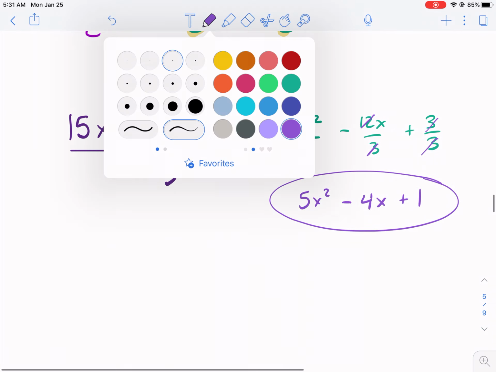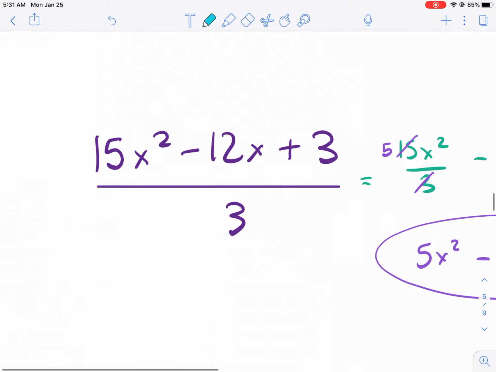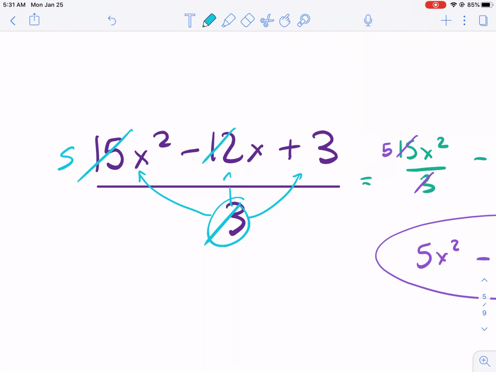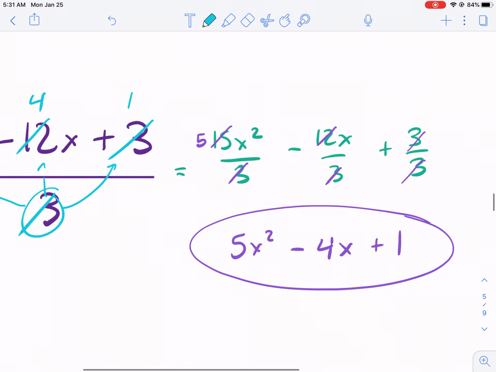A simpler way to do this, and this is the way I prefer, is to simply look up here and realize that this 3 can be divided into each one of these terms in the top separated by addition and subtraction. So I can do 15 divided by 3 here, cancel with that 3, 12 divided by 3, cancel with that one, and then this 3 cancels to give me 1. So I get 5x squared minus 4x plus 1, and that's what I got here.